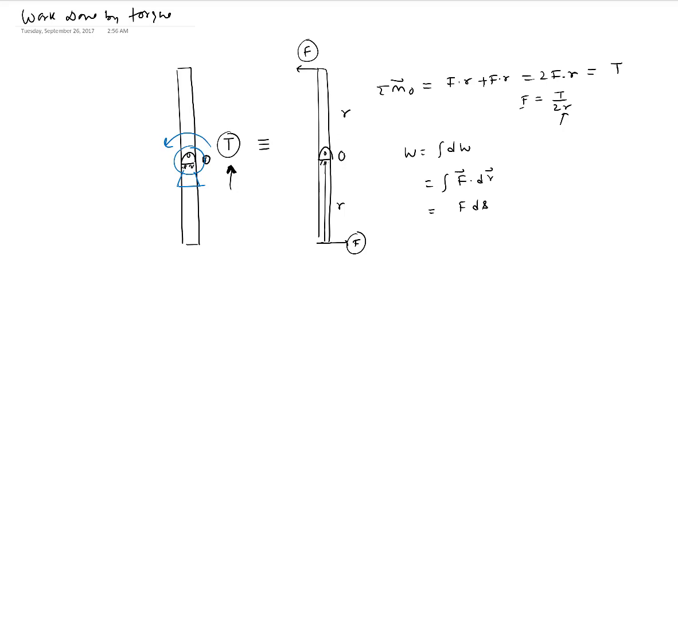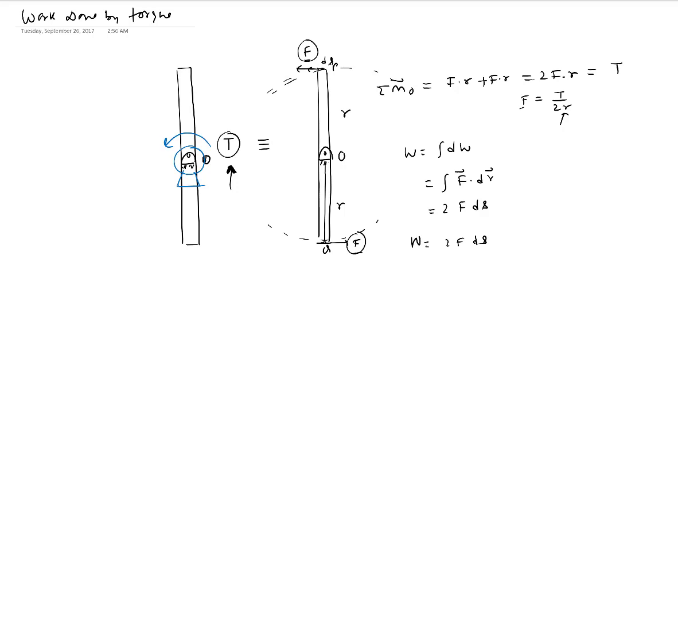Both of them are along the same direction, because this is the direction of ds, this is point P, and this is point Q. Point P is moving in a circular path with O as the center. Same thing is happening with point Q. So both F and ds are pointing in the same direction, and that would be 2F ds, because you have this force and you have that force. So that's 2F ds, and that's your work done.